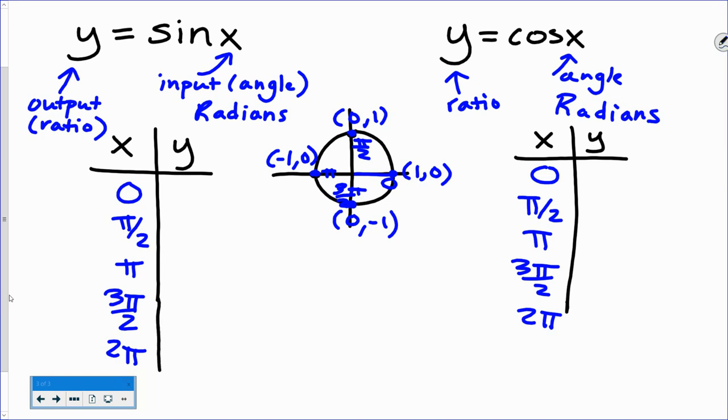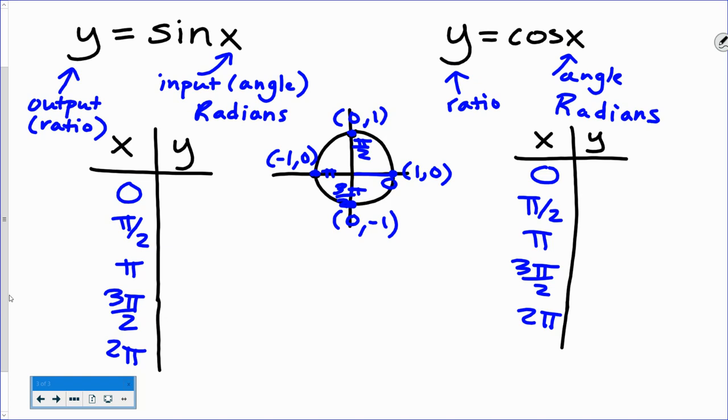You can continue this forever and ever, and we could go 5 pi over 2 and keep going around and around and around. And you're going to get the same things over and over eventually. These are cyclic functions. They keep repeating the same y values over and over. Or periodic would be another way to describe it.